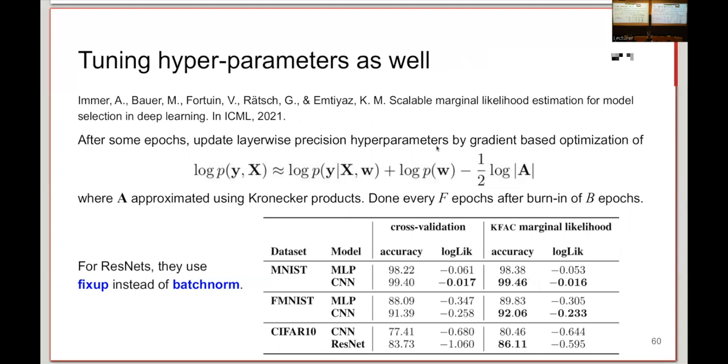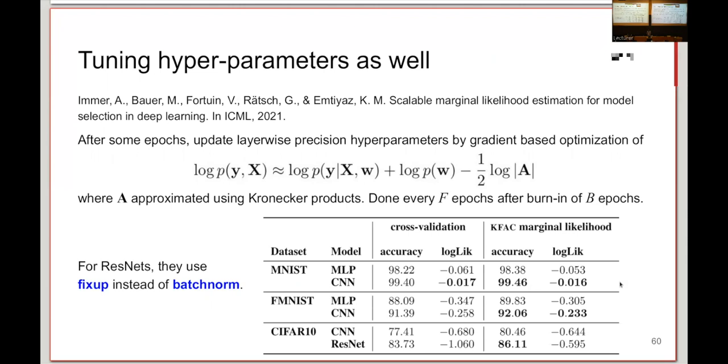They actually have another paper where they tune hyperparameters using this marginal likelihood, and they report gains. My students and I have been trying to do that as well, and it didn't really work that well for us. And we are going to describe later why we think it's at least not straightforward to take the Laplace approximation as done so far until what we have seen now, and then optimize hyperparameters with the marginal likelihood.